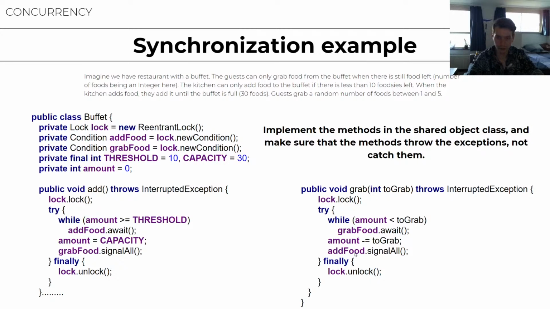What you could do is have add food in an if statement, so basically say only call this signalAll if there's less than 10 remaining. But generally, this is the approach that I would go for.